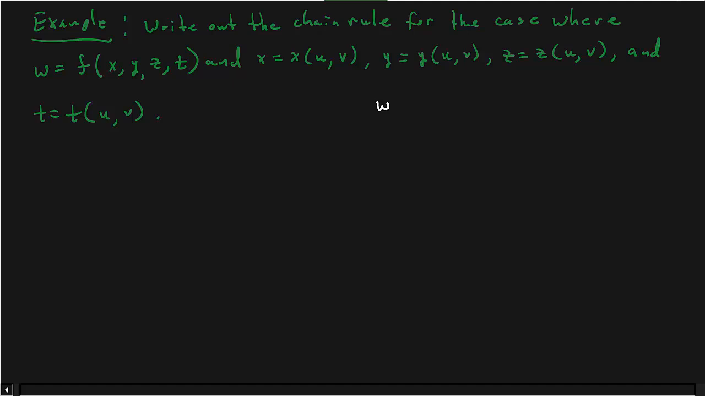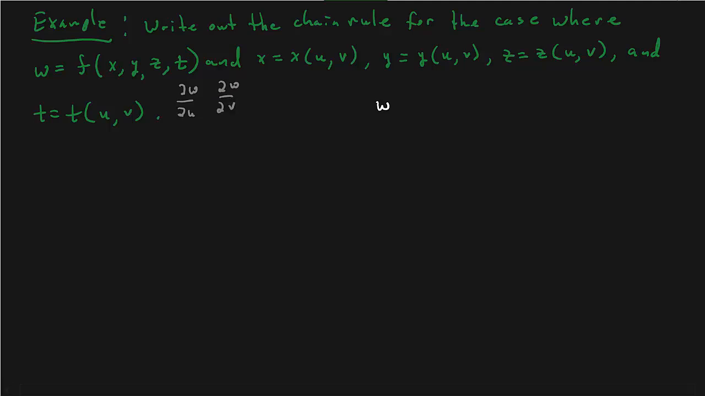All right, and what we're writing out the case for is the partial of w with respect to u. I'll write it right here. We're writing out the partial of w with respect to u and the partial of w with respect to v. That's what we're writing out. So let's draw our tree diagram.